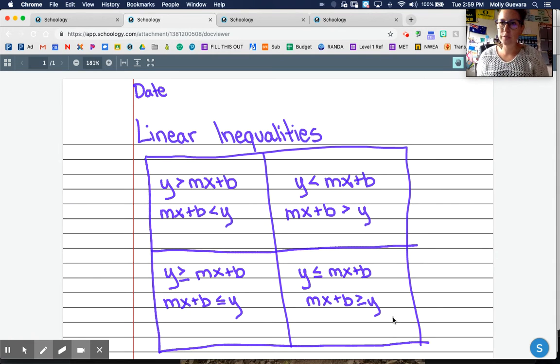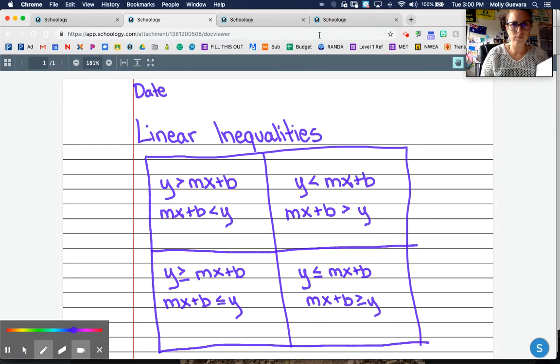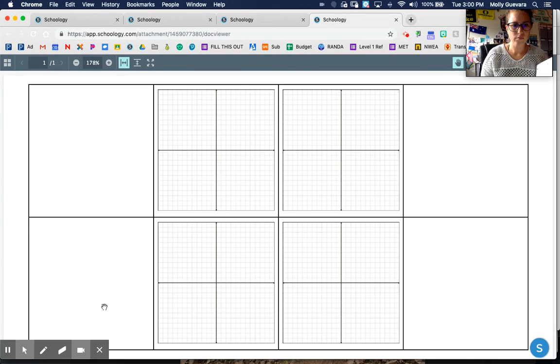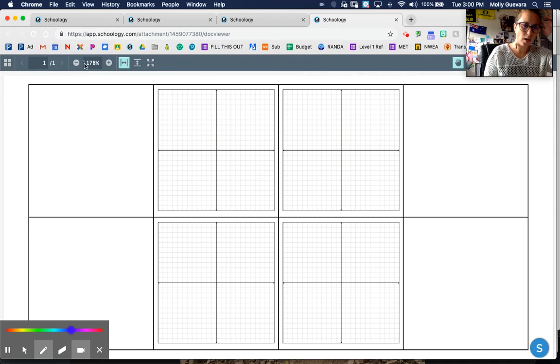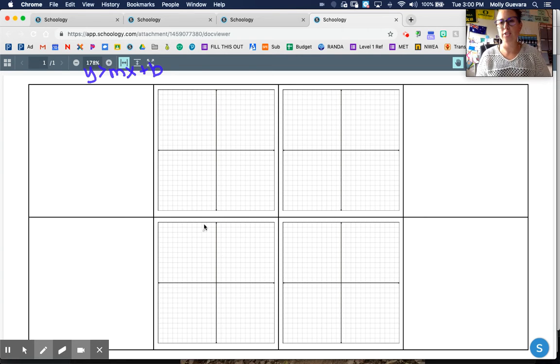Okay, so we're going to switch and look at the inside now. So the outside hopefully looks something like this. And then we're going to go ahead and fill out the inside. On the inside, just as a reminder, this top left corner was y is greater than mx plus b. You don't have to write that part. That's just a reminder of what we wrote on the outside.